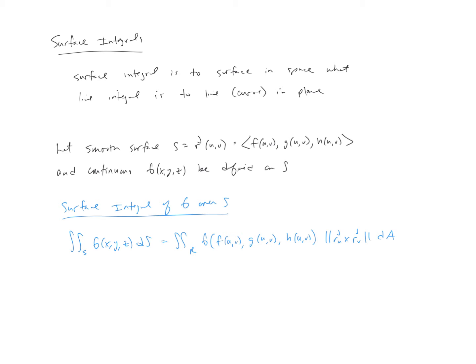So for us, we're going to let S be a smooth surface. It's a parameterized smooth surface with parameters u and v. And we're going to have a continuous function g of x, y, z defined on S. So the surface integral of g over S is defined as this guy right here.